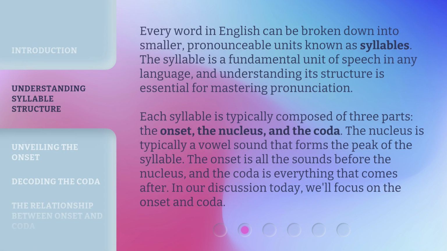Every word in English can be broken down into smaller, pronounceable units known as syllables. The syllable is a fundamental unit of speech in any language, and understanding its structure is essential for mastering pronunciation. Each syllable is typically composed of three parts: the onset, the nucleus, and the coda. The nucleus is typically a vowel sound that forms the peak of the syllable. The onset is all the sounds before the nucleus, and the coda is everything that comes after. In our discussion today, we'll focus on the onset and coda.